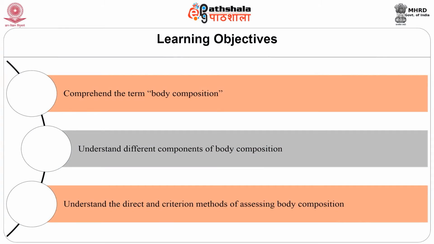There are direct, criterion and indirect methods to measure body composition, each having its own advantages and disadvantages. By the end of this module, you will be able to comprehend the term body composition, understand the different components of body composition, understand the direct and criterion methods of body composition and different methods to assess the same.